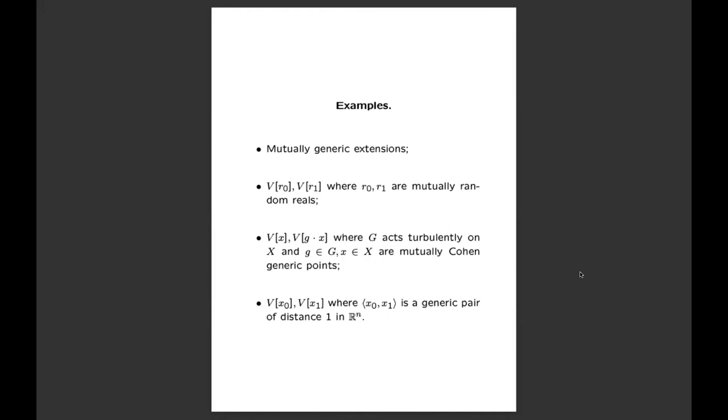But what is interesting is that if you take mutually random extensions, then they're not mutually generic, but they are mutually Noetherian. Then there is an interesting case which talks about Borel equivalence relations. If you have a Polish group that acts turbulently on a Polish space X, and now you shoot mutually Cohen elements of the group and of the space, when you look at the generic point of the space and the generic shift of the point, then they will give you mutually Noetherian extensions.